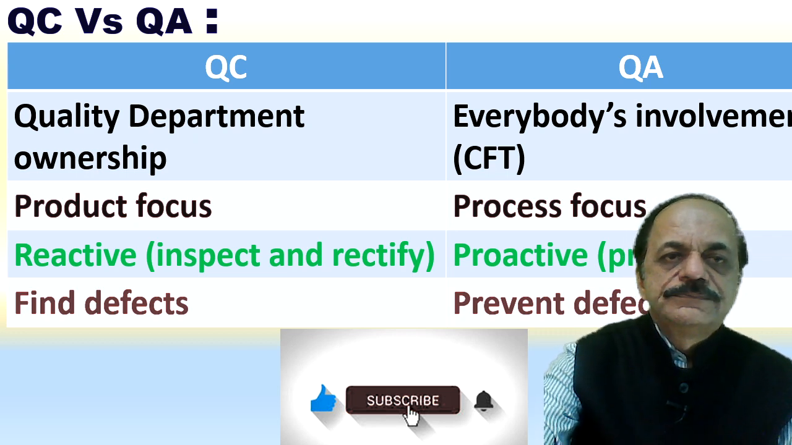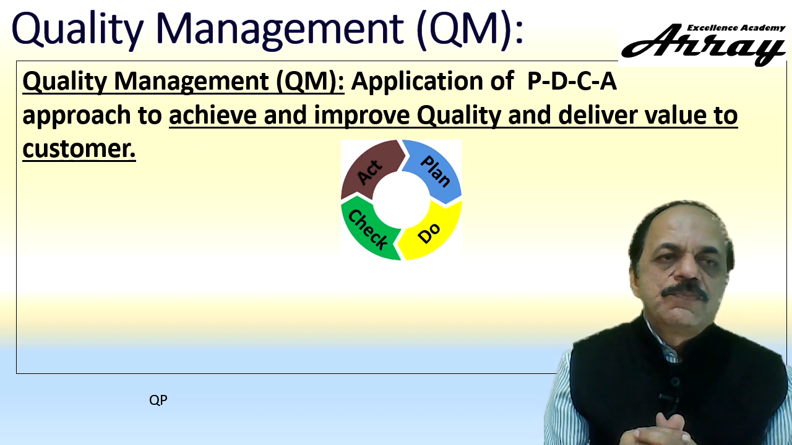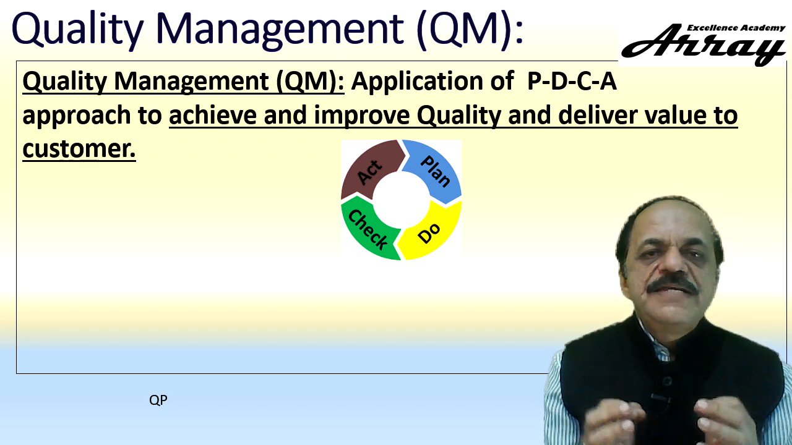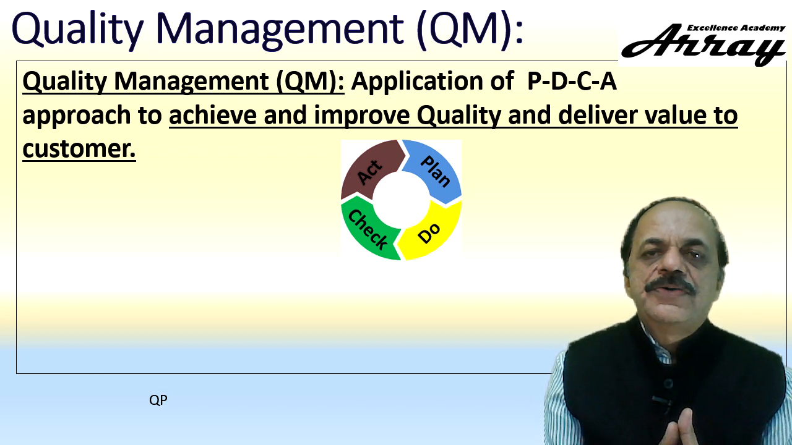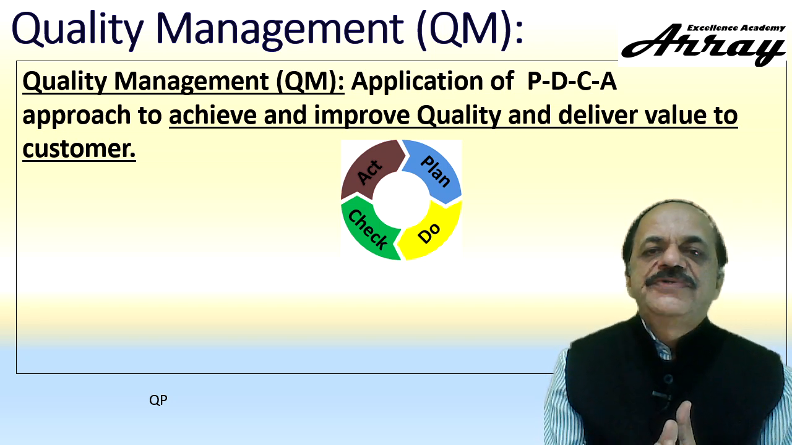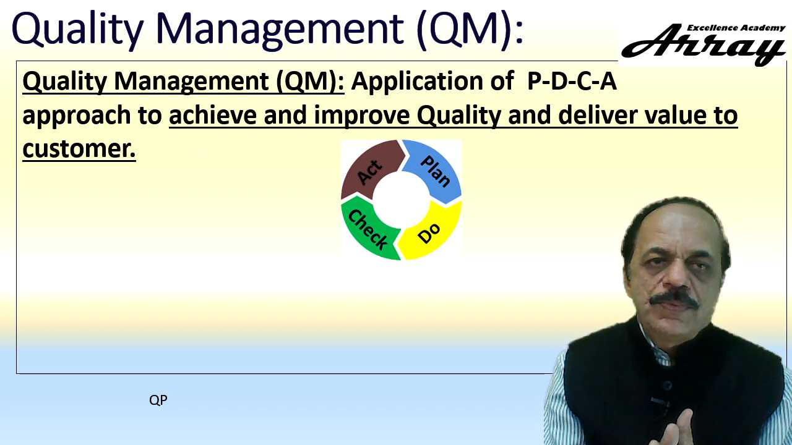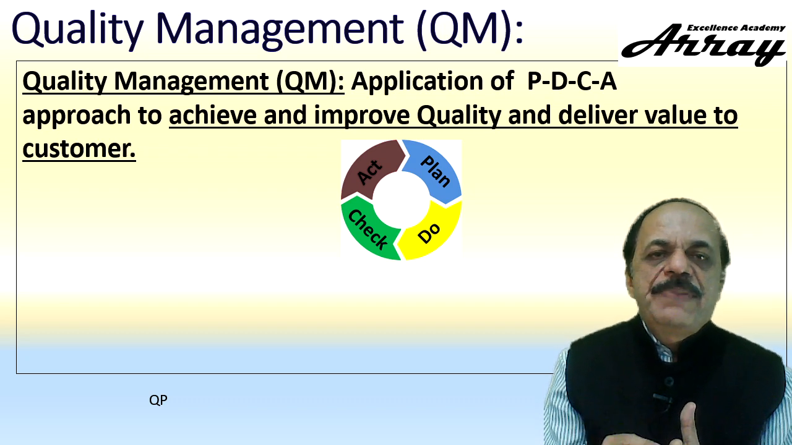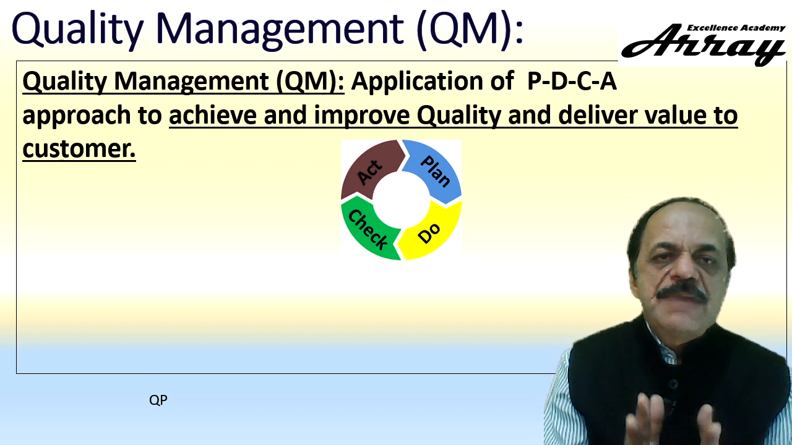Now moving forward, we'll talk about quality management, the third terminology, most important terminology. Quality management is application of PDCA. Plan what you want to achieve in quality, do means implement the plan, check whether after you implemented, the output is meeting the requirement or not. If not, come out with the A, actions to improve. This approach, PDCA, applied on quality to achieve and improve quality as well as to deliver value to the customer is called quality management.